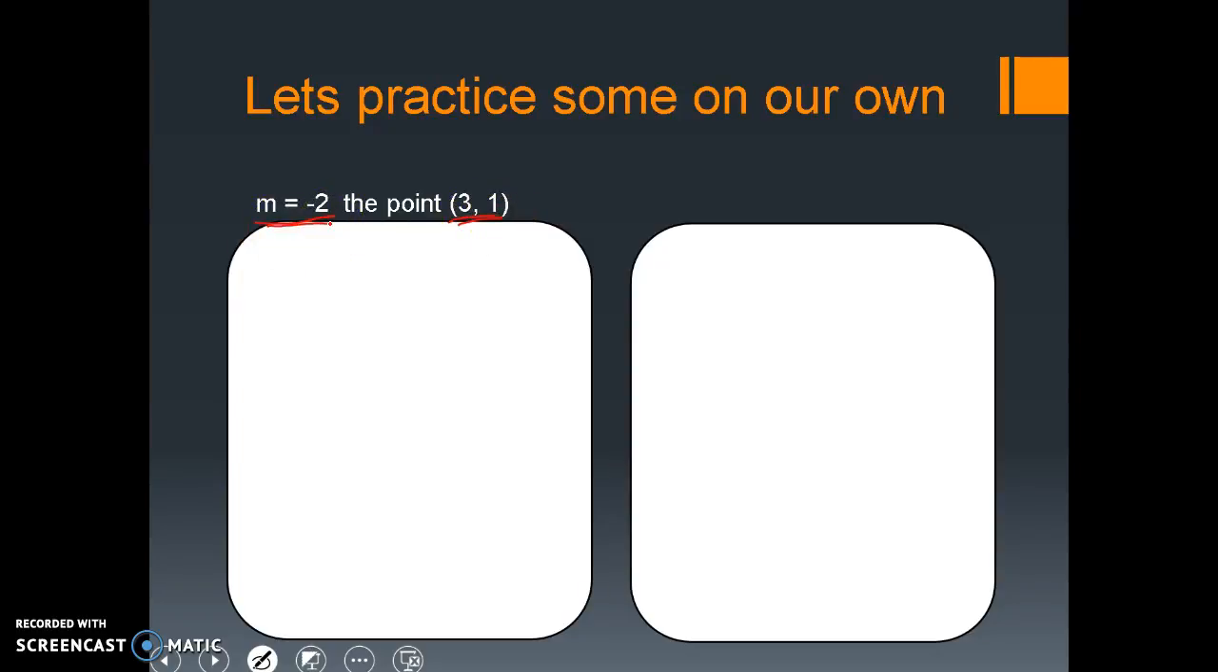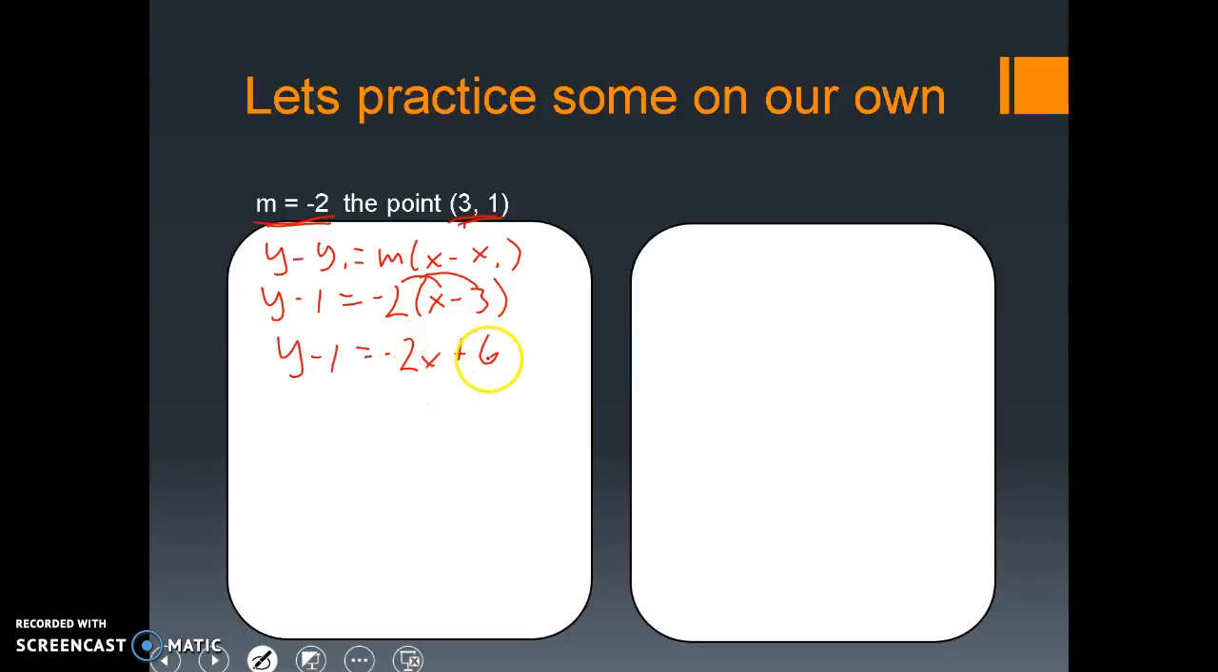So I'm going to start with the point-slope formula, which is y minus y1 equals m times x minus x1. So that's going to be y minus my y value, which is 1. That equals the slope, which is -2, times x minus my x value, which is 3. Then I'm going to use the distributive property. I'll have y minus 1 equals -2x plus 6, because it's a negative 2 times a negative 3.